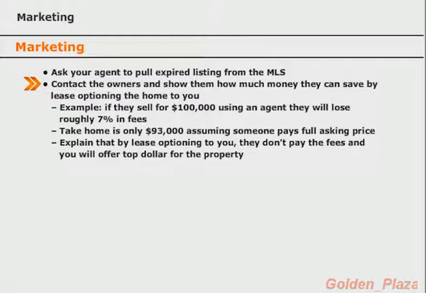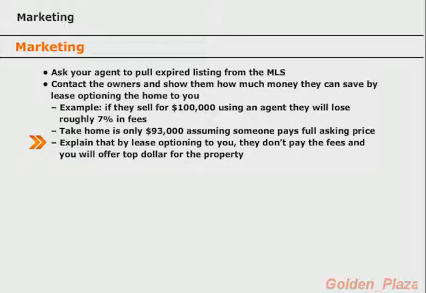For example, if they were to sell the home for $100,000 and they did so through an agent, they would lose about 7% in realtor fees. So they are down to roughly $93,000. But then, if they can't find anyone willing to pay full price, that number will drop even further. You then explain that by doing a lease option with you, they don't have to pay the realtor fees and you will pay top dollar for their home.